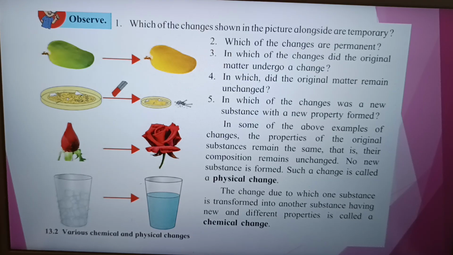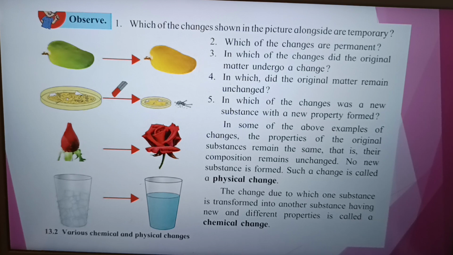So let's quickly see in some of the above examples of changes, the properties of the original substances remain the same. So the property of the original substance remains the same, like of ice. The original form of the ice is water. Yes or no? H2O.